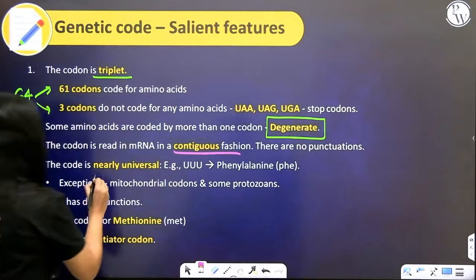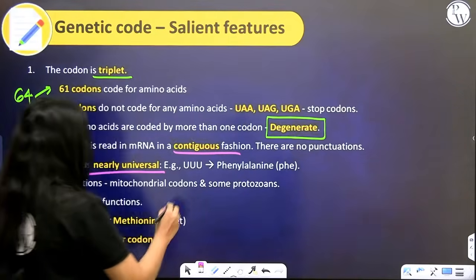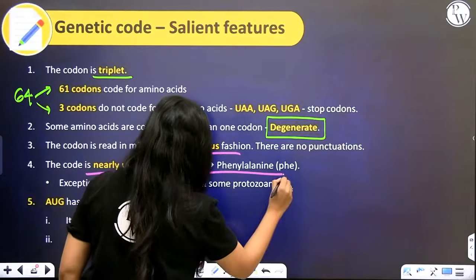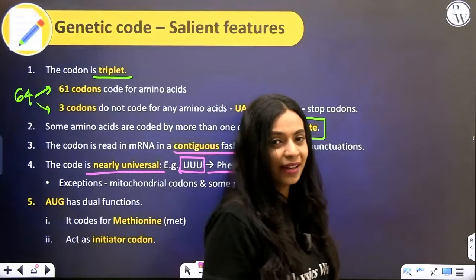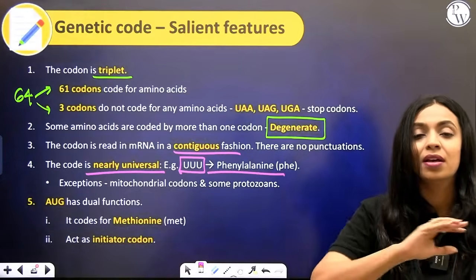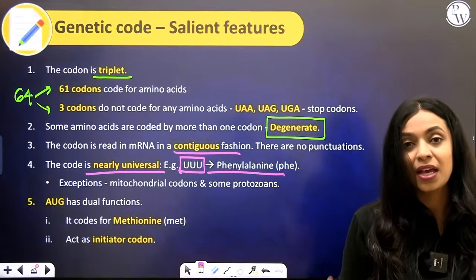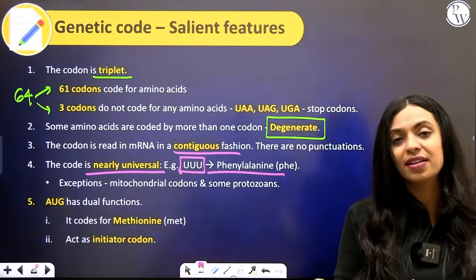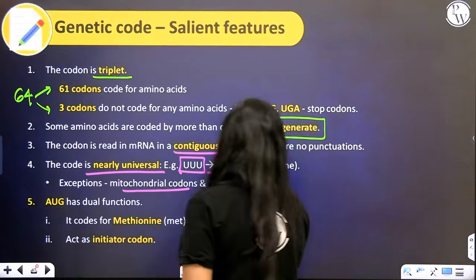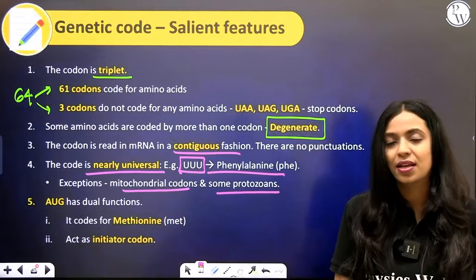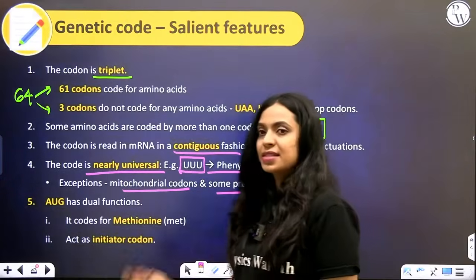The code is nearly universal. What does that mean? If UUU codes for phenylalanine in me, it codes for phenylalanine in you, in a mouse, in an ant, in a plant, in a bacterium, everywhere the codons are pretty much the same. Why we are saying nearly universal is because there are some exceptions to this, such as certain mitochondrial codons and codons in some protozoans. Apart from that, pretty much in every organism, it is the same.